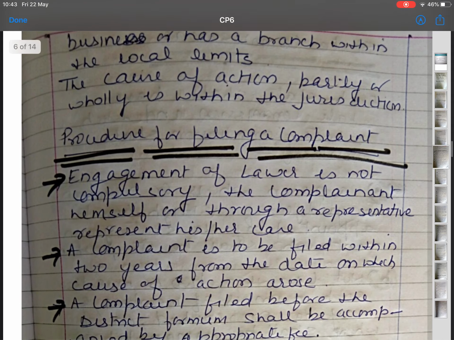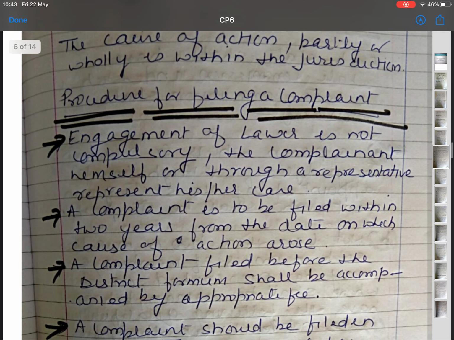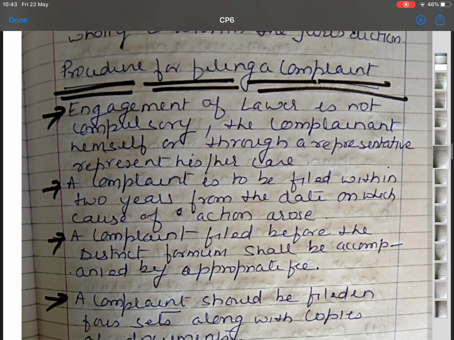Now procedure for filing a complaint in district forum. Engagement of a lawyer is not compulsory. The complainant himself or through a representative can file a case or represent his or her case. A complaint is to be filed within 2 years from the date on which the cause of action has arisen.